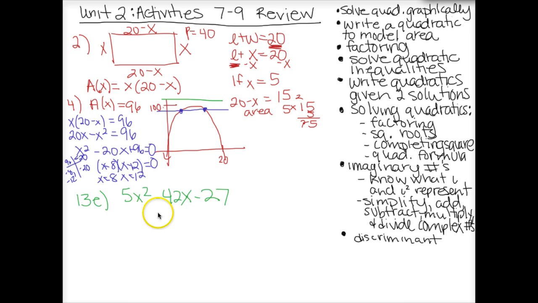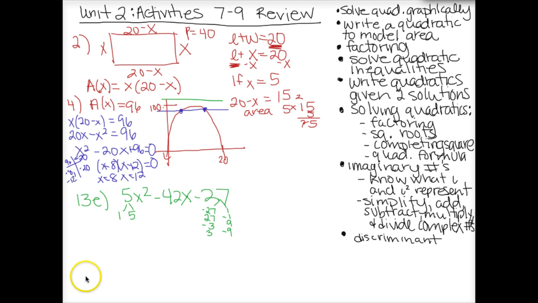So when I look at this, I can either do guess and check, split the middle, or I can use a box. So if I'm doing guess and check, my factors of 5 are 1 and 5. My factors of negative 27, remember the sign goes with it. I can have negative 27, positive 1. I can have positive 27, negative 1. I can have negative 3, positive 9. I can have positive 3 and negative 9.